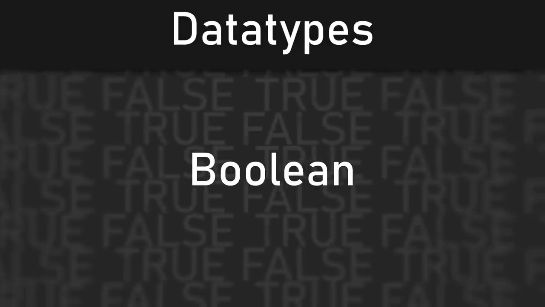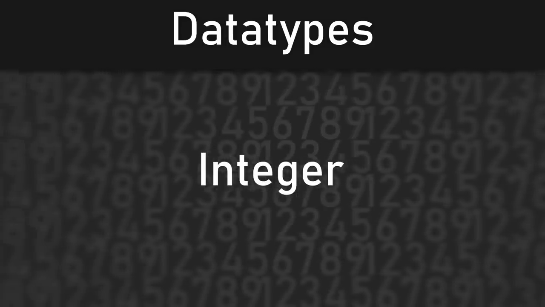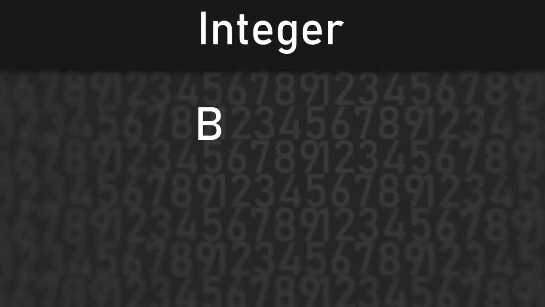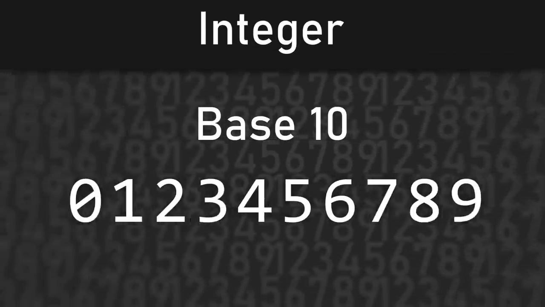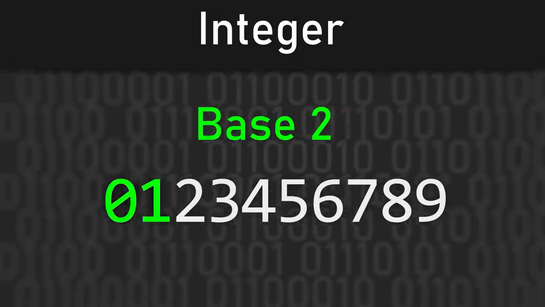Some data types are quite simple, like the Boolean, which only has two values, true or false. Then there's the integer, which is also somewhat simple. Basically, the numbers we are used to in the real world are in base 10, which means that we have 10 different digits we can combine. Computers use binary, which is base 2, where there are only 2 digits.